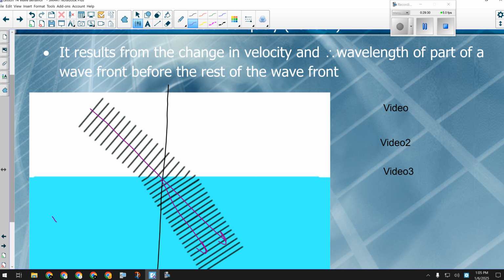What if I reverse this? What if this is medium 1 and this is medium 2? The waves are going out. As they go into the fast medium, they speed up and run away. Now they bend the other way. If that's my normal, my incoming waves were in this direction, but my outgoing waves are in that direction. That's why if I'm looking at an object in the water, it looks like it's over here when it's actually there. It'll look shallower than it actually is.